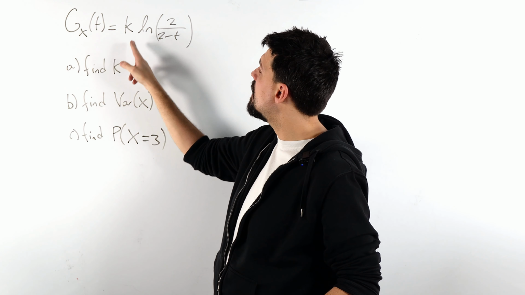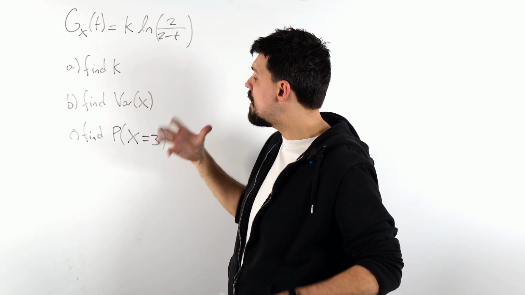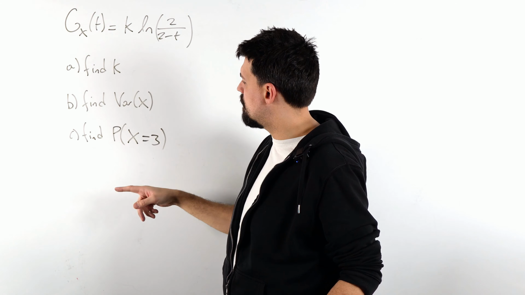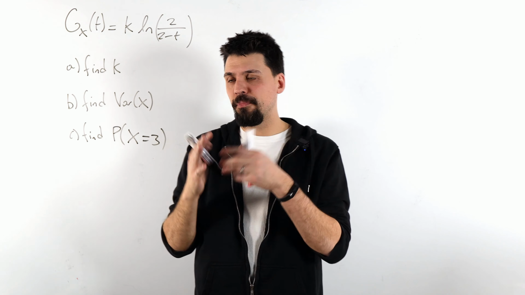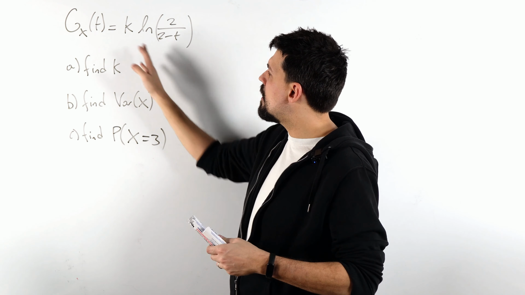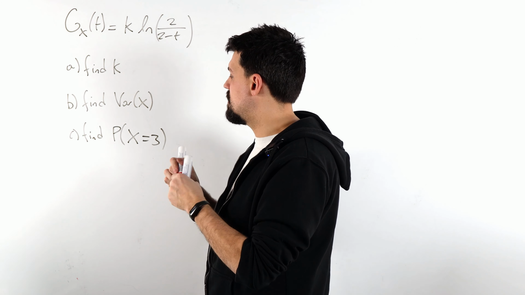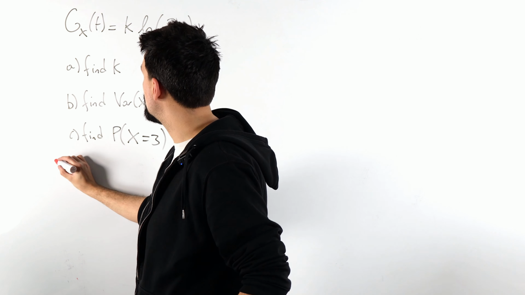We've got G_X(t) is k ln(2/(2 − t)). It needs to do a bunch of stuff. Find k, find the variance, find the probability. Easy peasy. But first, let's remind ourselves what a probability generating function is.